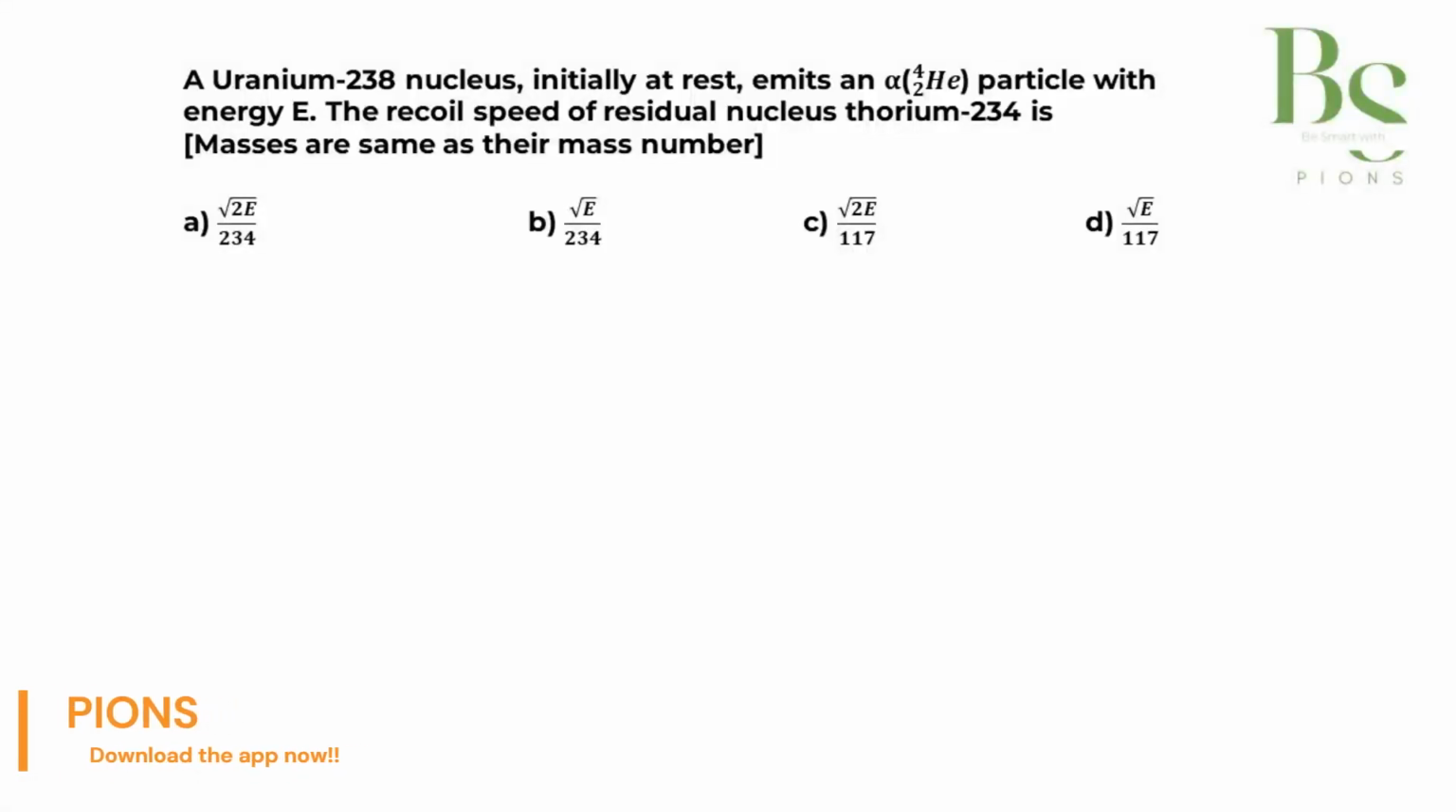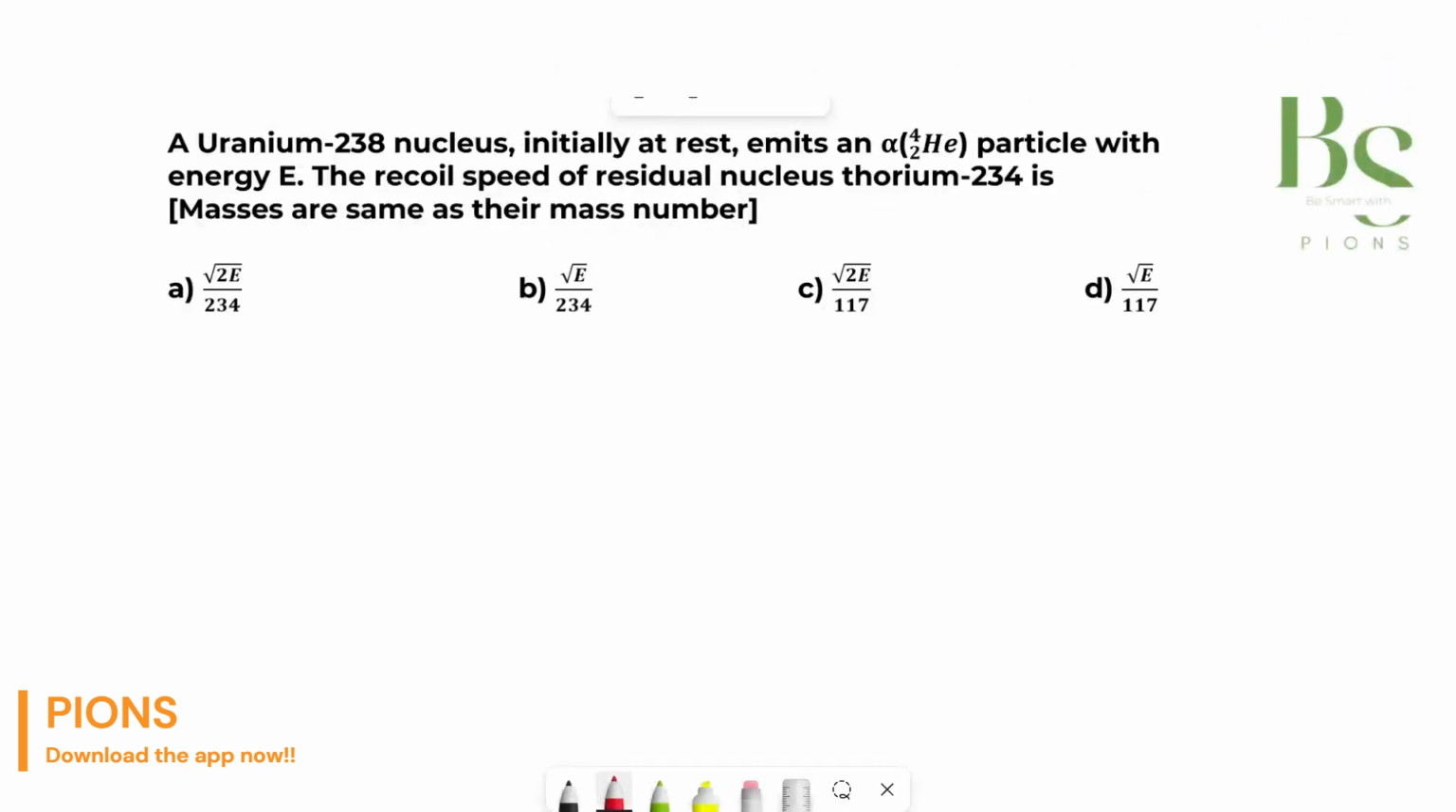A uranium-238 nucleus initially at rest emits an alpha particle with energy E. The recoil speed of residual nucleus thorium-234 will be which of the following, right? So what is happening here is basically, let's start with this.